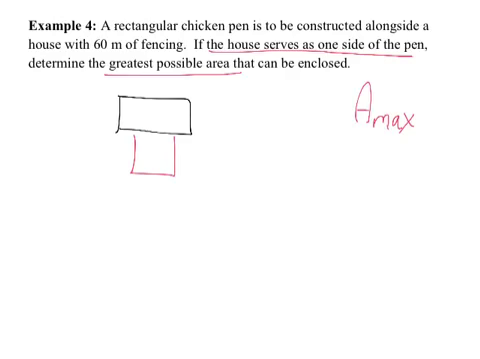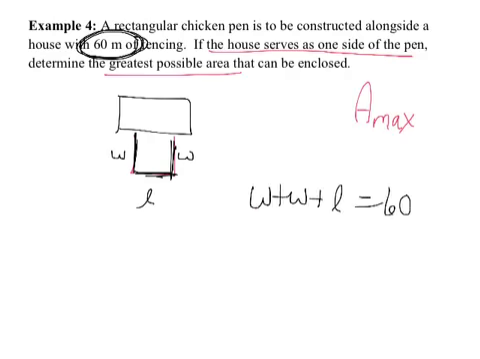Now we know that this, we could say, is our width and our width and our length. We know that there's 60 meters of fencing available. Well, that's really talking about the perimeter of the fencing because it's meters, not meters squared, which would be area. So we know that this and this and this all together has to be 60 meters of fencing. So W plus L equals 60 meters, or 2W plus L equals 60.